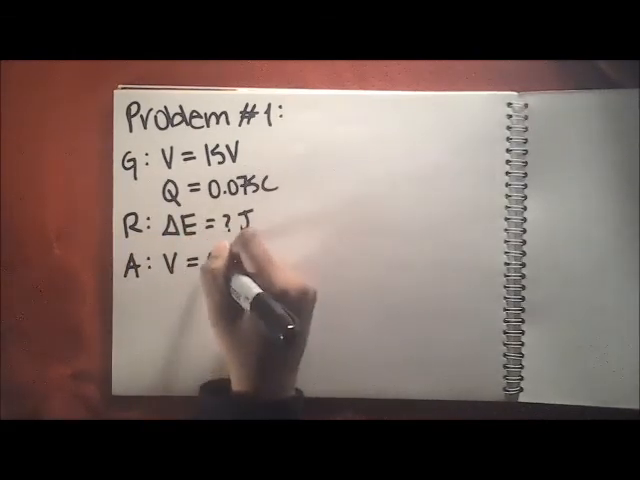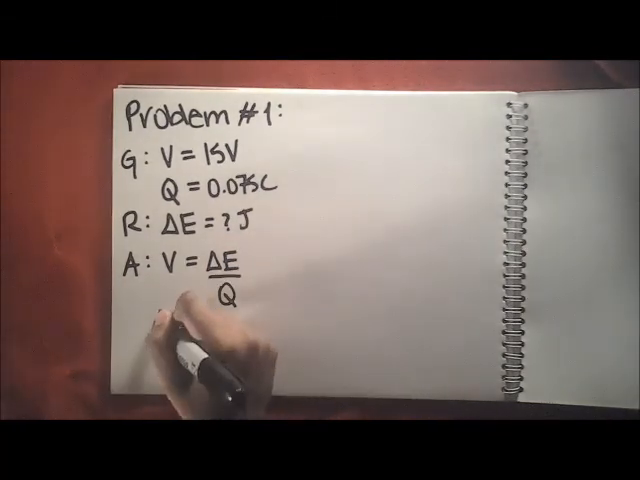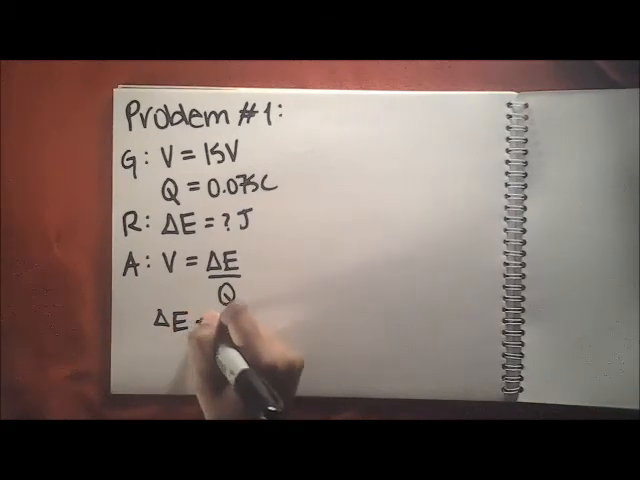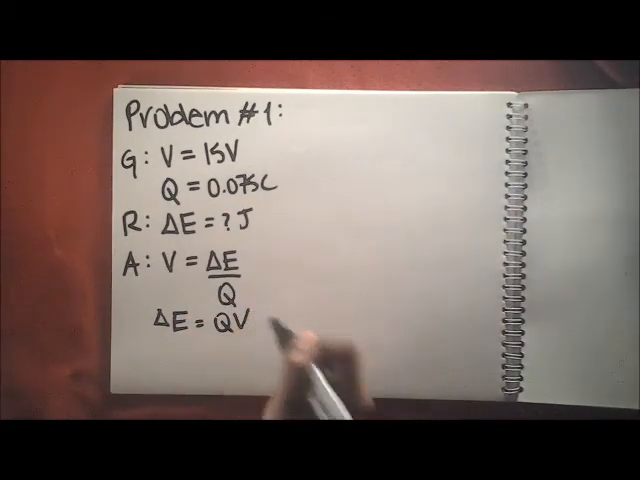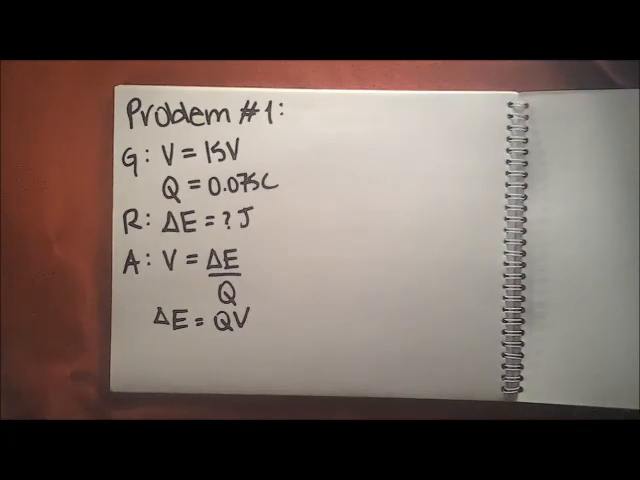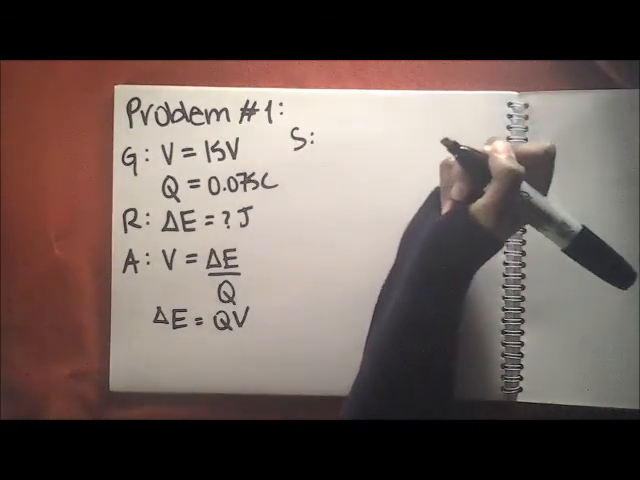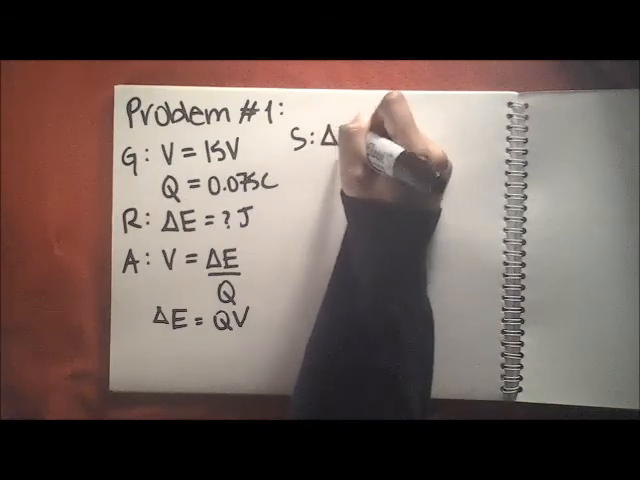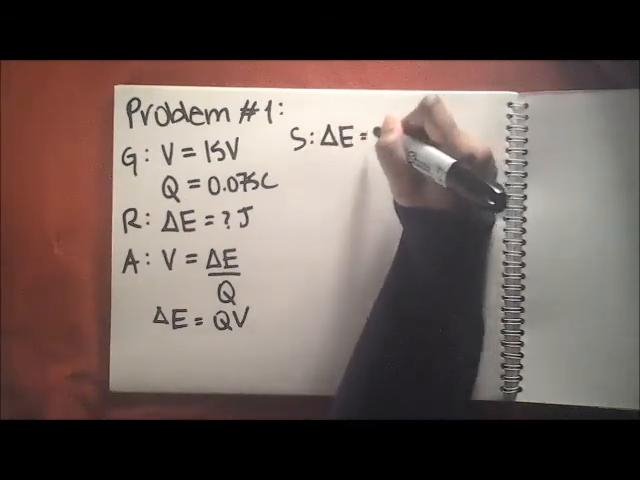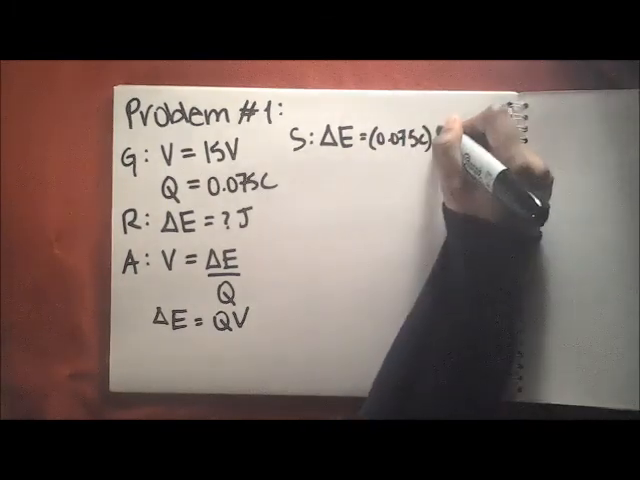Next, we write our original equation, which is V equals delta E over Q, along with our rearranged equation, which will help us solve for our unknown variable, delta E. Next, we see if there are any conversions which have to be made to the information given to us. In this simple problem, there aren't any conversions needed, so we are going to move on. Now we fill all of the given information into the equation and solve for delta E.